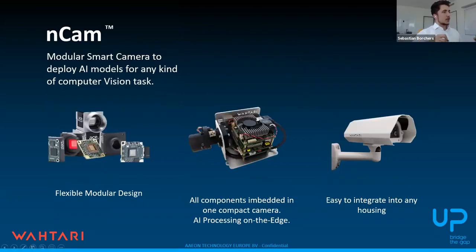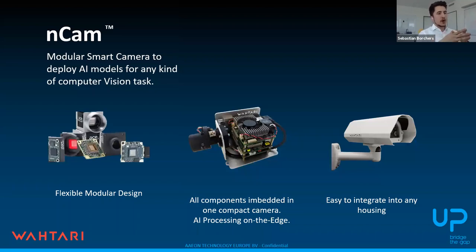All right. So after seeing the use cases now, I want to introduce the Vatari NCam, or NeuralCam, that we built together with AAEON hardware. What we experienced when we entered the market of computer vision with AI was that there was no suitable camera out there that could efficiently execute these AI models. And so we built one ourselves. And for us, it was important that the camera is really flexible. So we approached a modular design where you can easily exchange components according to your needs.